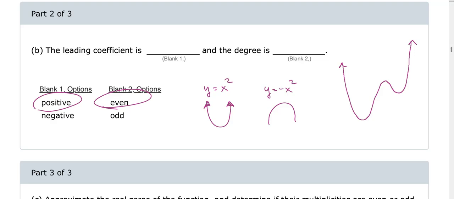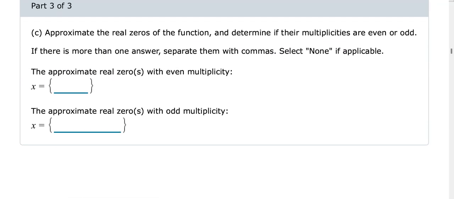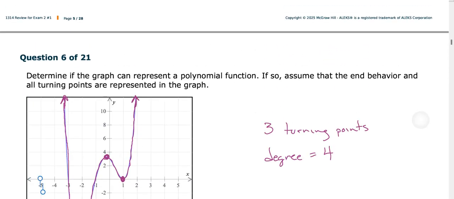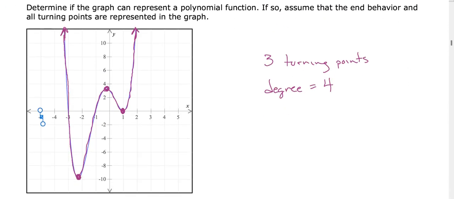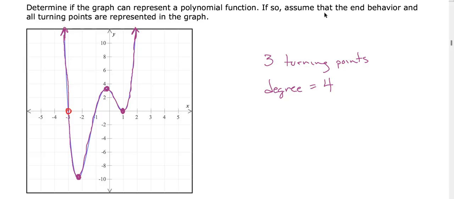Part 3, approximate the real zeros with even multiplicity and odd multiplicity. All right, the zeros of this function. I have a 0 there at x equals negative 3. I have a 0 here at x equals negative 1. And I have a 0 at 1.